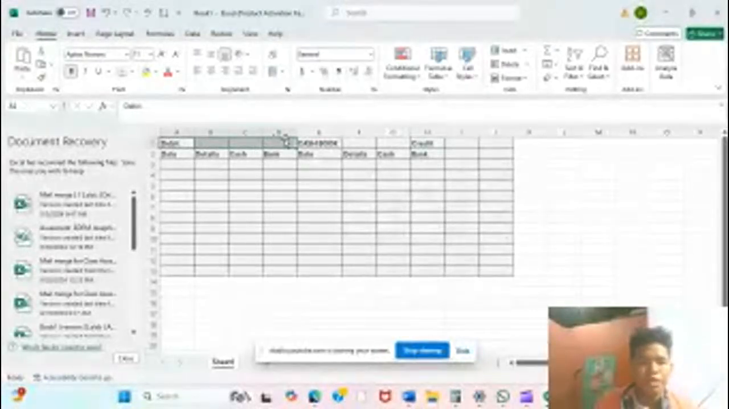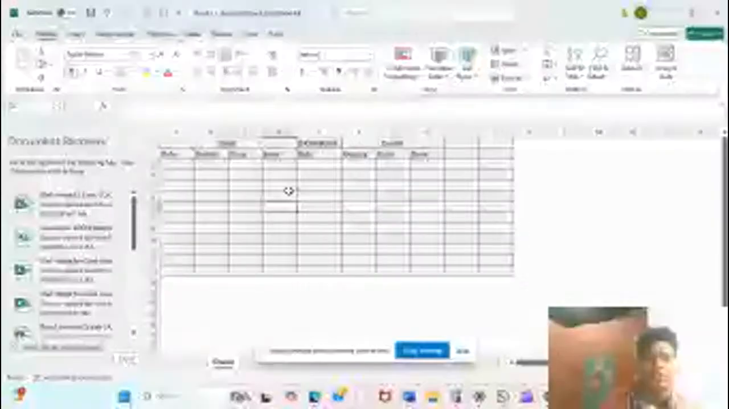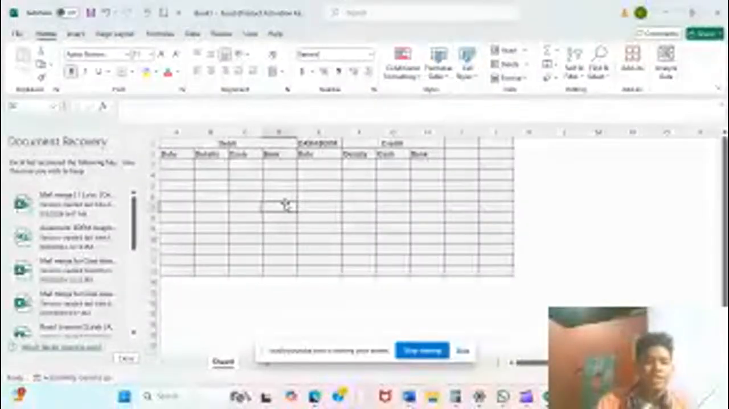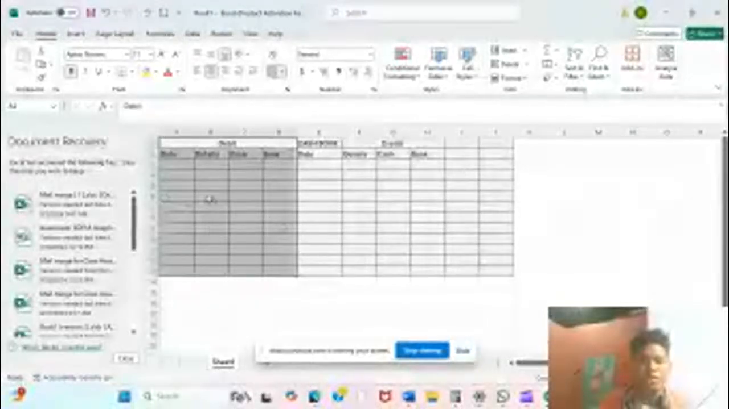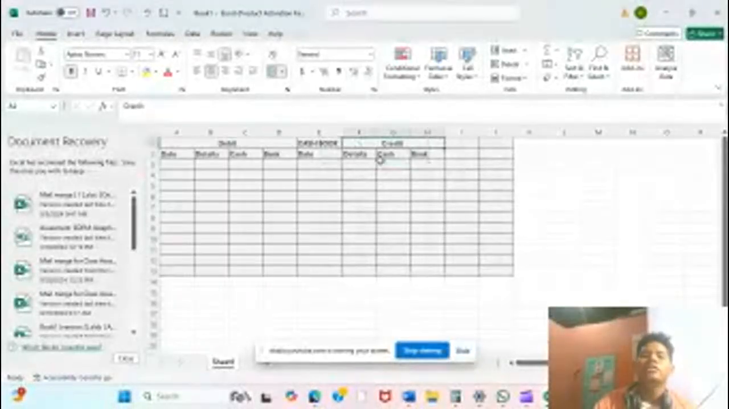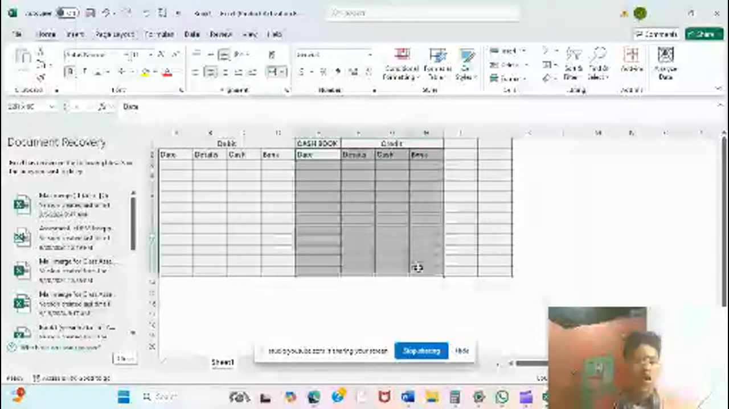Okay, guys, we're making progress. So this is the basic format of a cash book within a business. We have date, details, cash, bank, date, details, cash, bank. Here is where the account is receiving, the money coming in. And over here is where your money is going out of the business. So that is everything for that.